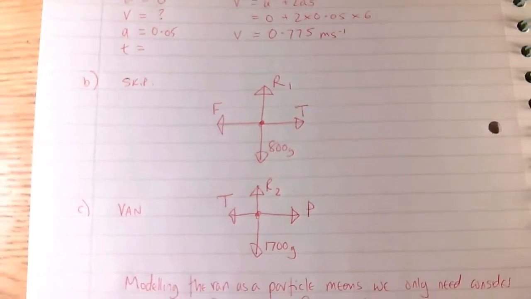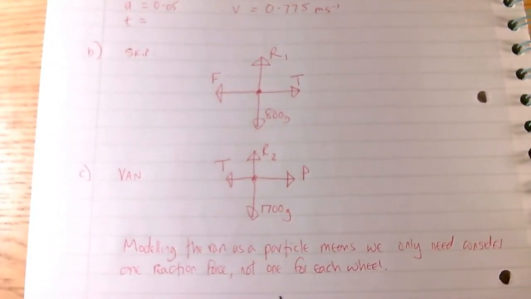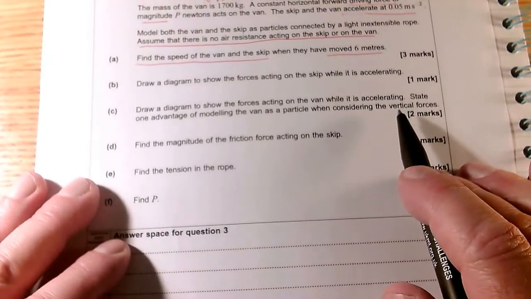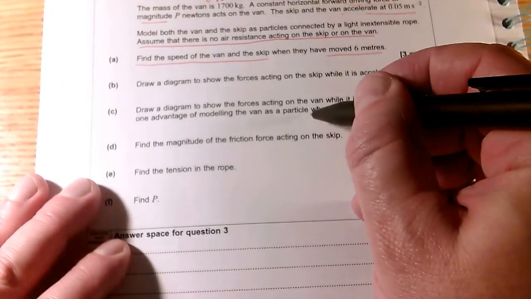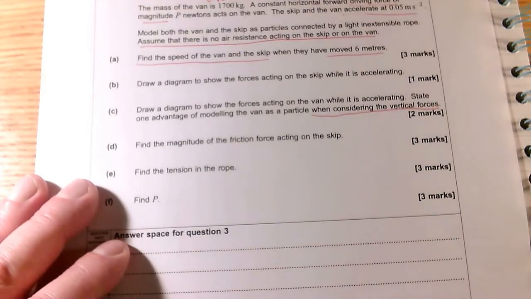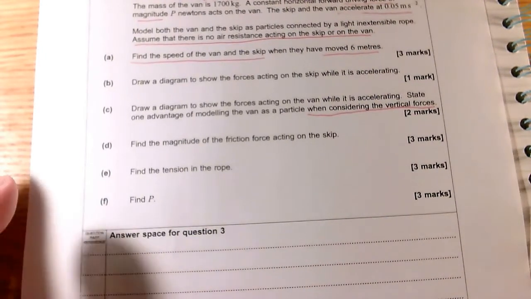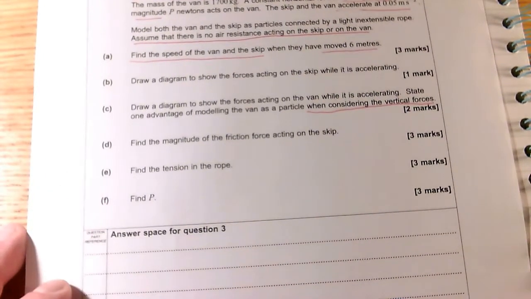So as well as my diagram, I record my reason, my advantage of modelling the van as a particle. It means we only need to consider one reaction force, not one for each wheel. And I need to have read the question carefully. Let's just go back. Yes, it said when considering the vertical forces. So that was maybe the clue that I should talk about normal reaction forces. Okay, I have talked about vertical forces, so I have done C correctly.